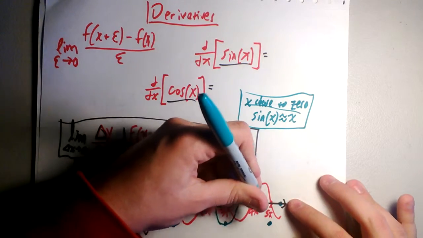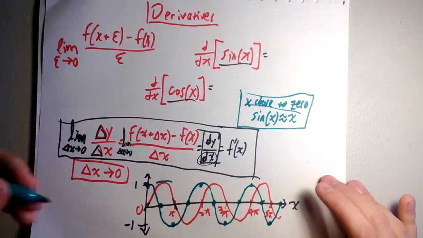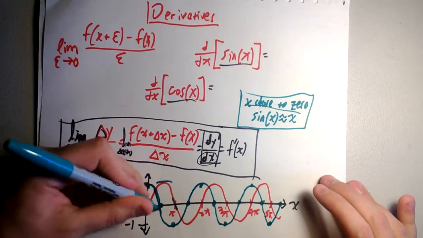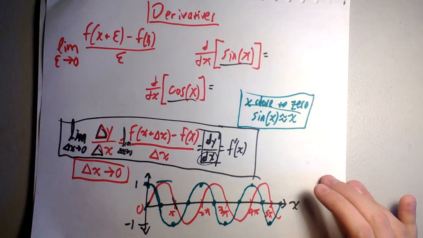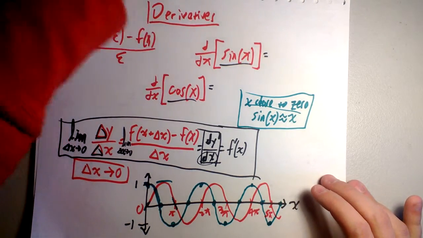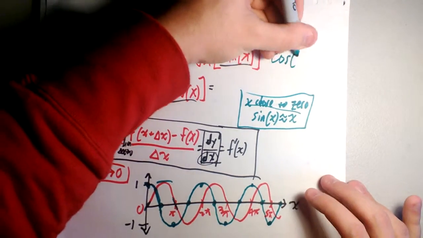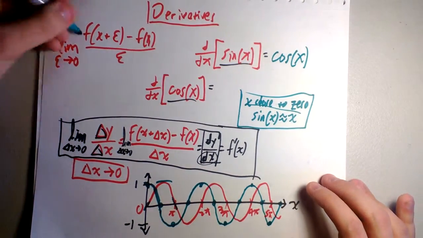Insane. The slope looks like, what is it? It starts at 1. And at pi over 2, it hits 0. Looks like cosine. In fact, that is exactly true. It is cosine x.